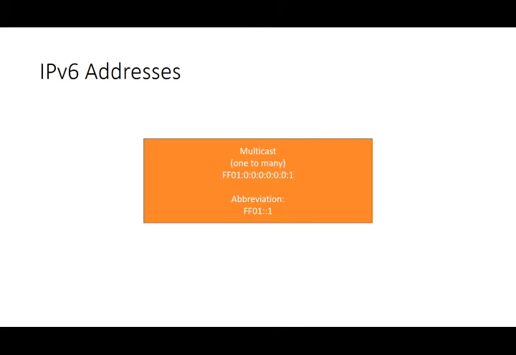We also have a multicast address. Multicast is for one-to-many communication, and that is represented with the FF01 address that you see here.